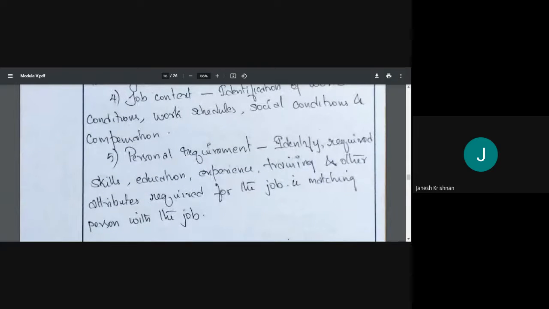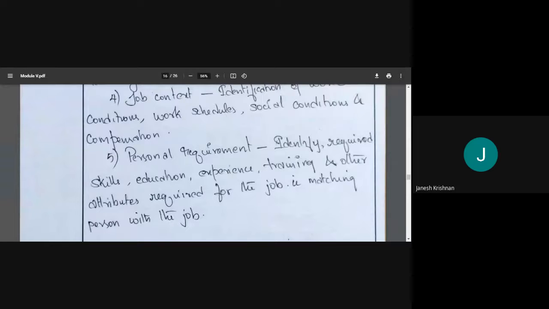So identify the required skills, education, experience, and other attributes required for the job. That is matching person with the job. So now, what is the person? What are the requirements, right? What is his educational qualification, what is his experience, what is his skill, right? Whether he has got some training. So who is there, whether I need a coder, I need a programmer. So what are the languages he knows, right? What is his experience, how many works he has done, whether he has undergone any special training. So all these things have to be taken into consideration.